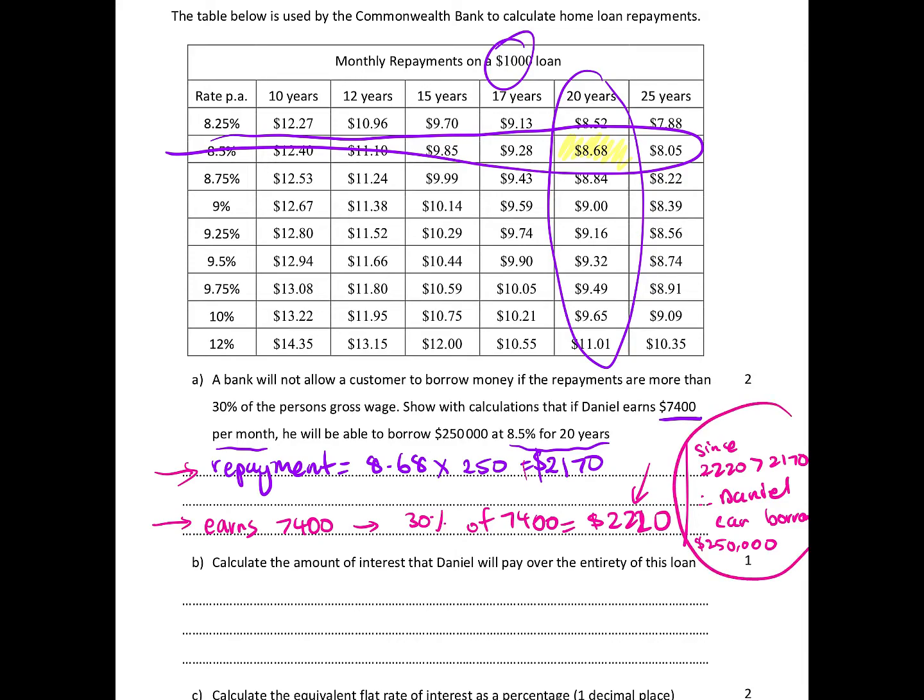Now, I've seen students just leave the answer like this, where they actually showed that the repayment was lower, but you needed to make the statement. The question is asking, will he be able to borrow? So you need to say, yes, he can, or no, he can't.